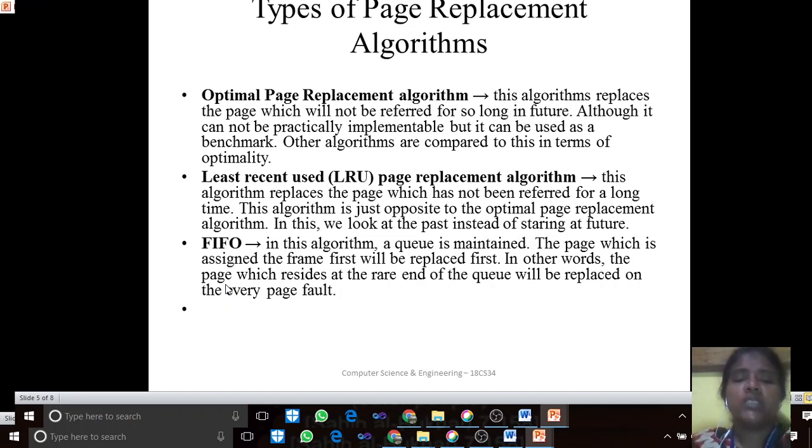FIFO. In this algorithm, a queue is maintained. That means the page which is assigned a frame first will be replaced first. What is a frame? For each process, a group of frames will be given. In other words, the page which resides at the rear end of the queue will be replaced on every page fault.